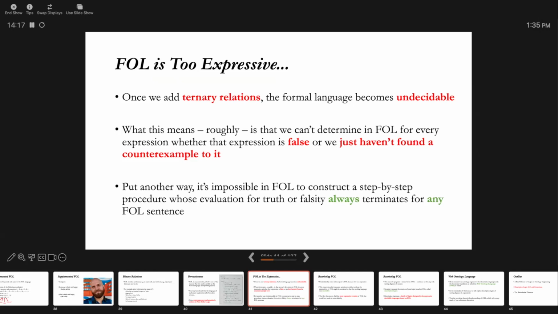There is no step-by-step procedure we could conduct to evaluate truth or falsity that always terminates for every first order logic expression. That's undecidable. Now, we can, of course, construct algorithms, step-by-step procedures, that can evaluate and terminate. We can trust them to terminate for a large group of first order logic expressions, but not all of them. And that is what it means ultimately for first order logic, the language, to be undecidable. That thing I've said here, no step-by-step, we call it an efficient procedure for evaluating the truth or falsity.